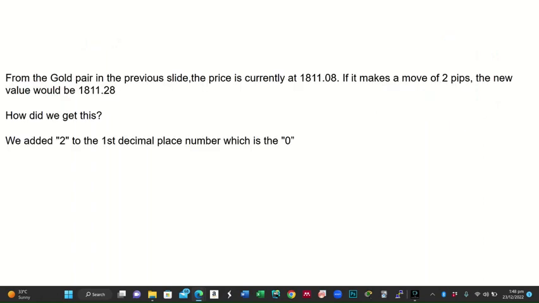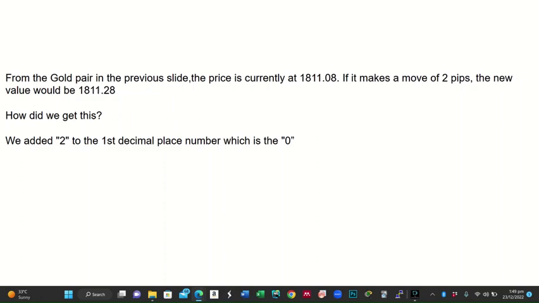So how are we going to calculate it for XAUUSD? From the gold pair in the previous slide, the price is currently at 1811.08. So if it makes a move of 2 pips, the new value will become 1811.28. How did we get this? We added 2 to the first decimal place, which is 0 here. Then it becomes 1811.28. I told you for gold here, the pip calculation starts from the first decimal place. So since it's made a movement of 2 pips, then we are going to add 2 to the first decimal place, which is 0.